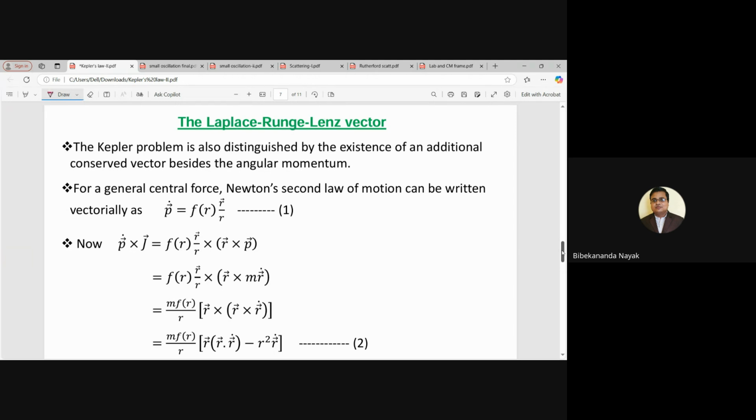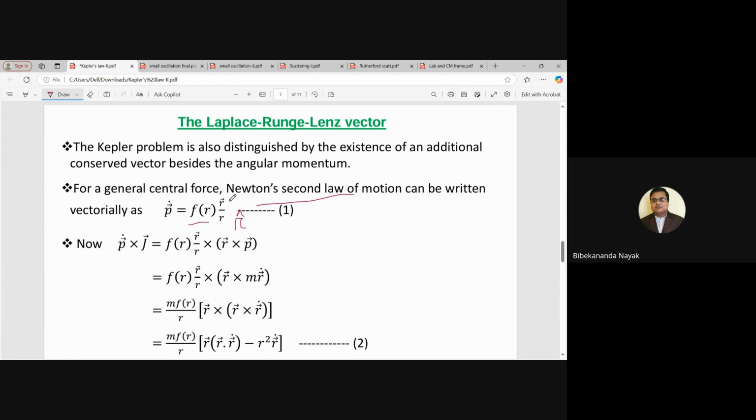This is another constant of motion for central force motion. Like angular momentum, energy, and areal velocity, the Laplace-Runge-Lenz vector is a constant quantity for central force motion. How do we derive it? We start from Newton's second law: force is equal to the rate of change of momentum, so P dot, that is dP by dt, is equal to force. Force means its magnitude F(r) times the direction r cap. In place of r cap, here I write r vector by r.